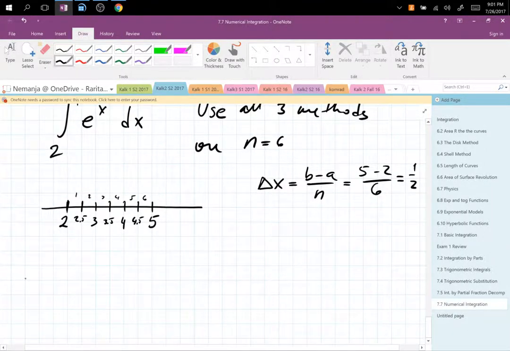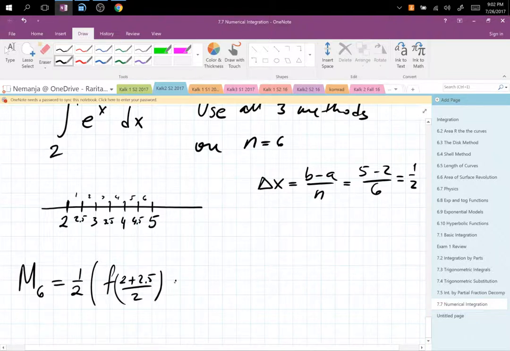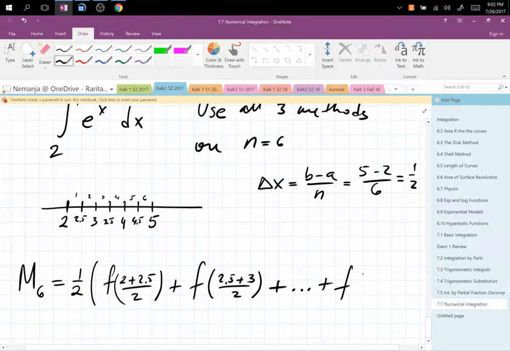So what do I have for the midpoint? Midpoint with 6 rectangles is going to be delta x, which is 1/2, times the function computed at 2 plus 2.5 over 2, plus the function computed at 2.5 plus 3 over 2, plus dot, dot, dot, and the last one is the function computed at 4.5 plus 5 over 2. We're not going to write it all out, it's just too much writing.